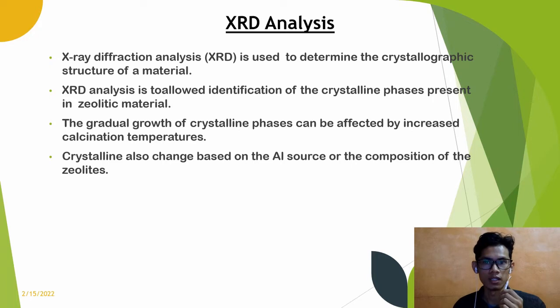X-ray diffraction analysis, or XRD, is used to determine the crystallographic structure of a material. XRD analysis allows identification of the crystalline phase present in the zeolite material. The gradual growth of the crystalline phase can be affected by increase of the calcination temperature, and the crystalline phase also changes based on the Al source, alumina source, or the composition of the zeolite.